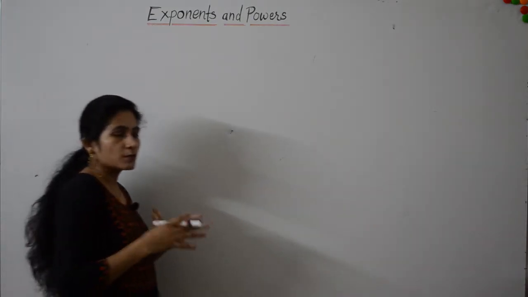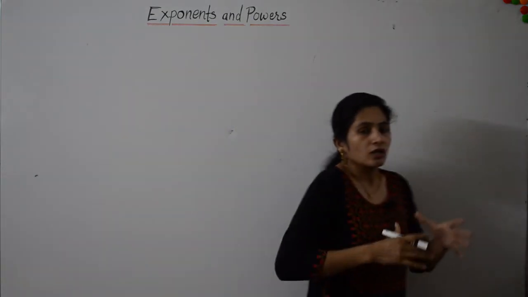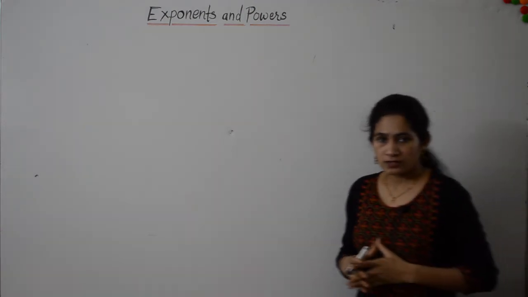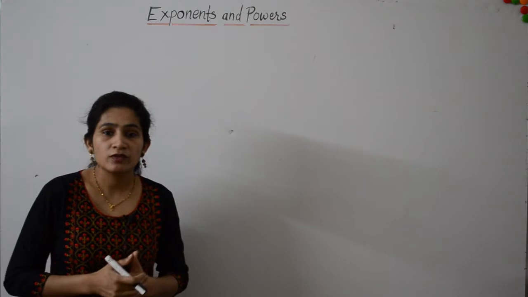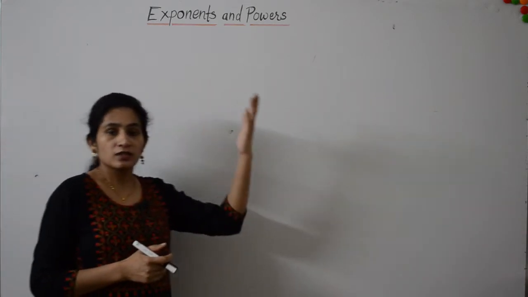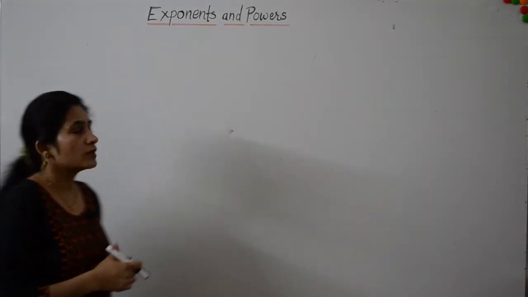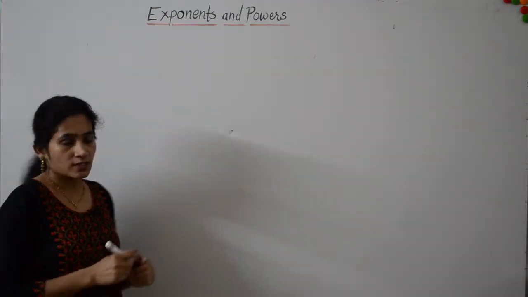Exponents are used to express very huge numbers. Now huge numbers means what kind of huge numbers? So numbers such as mass of the sun, age of the universe, then the distance between the sun and the earth. All these numbers are expressed by using exponents.